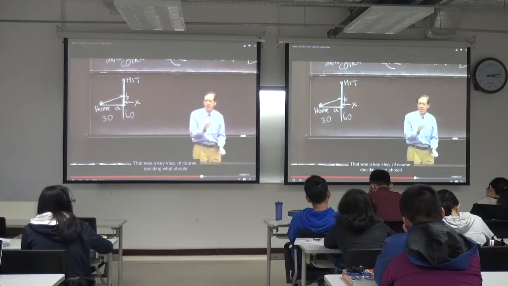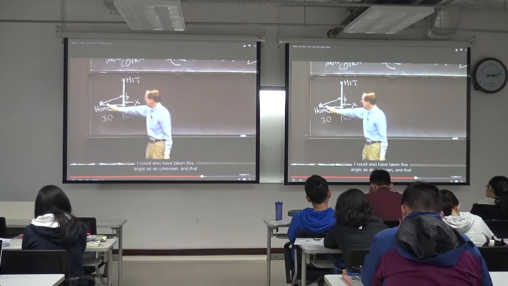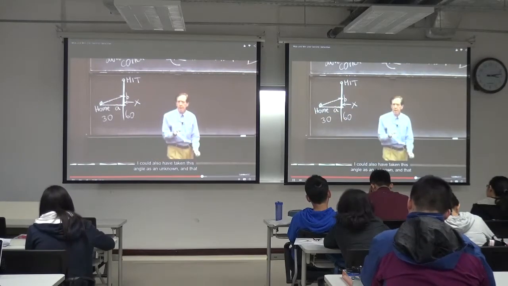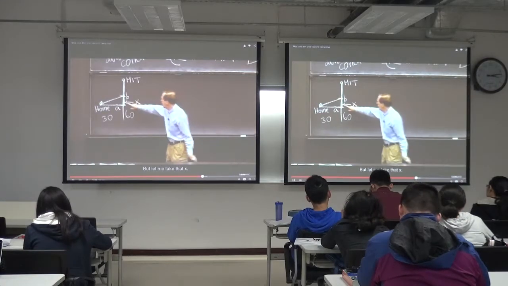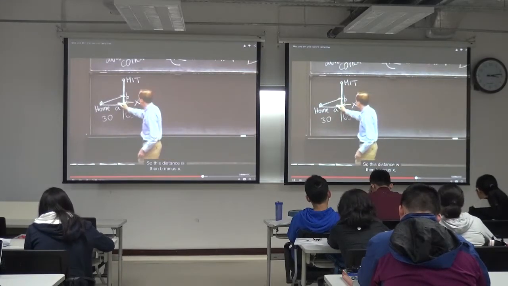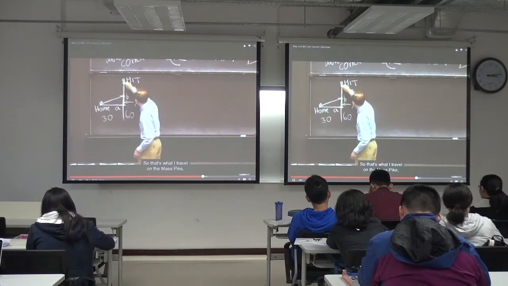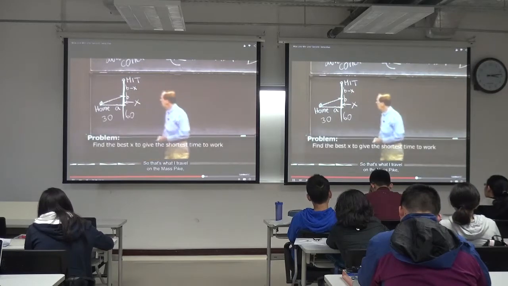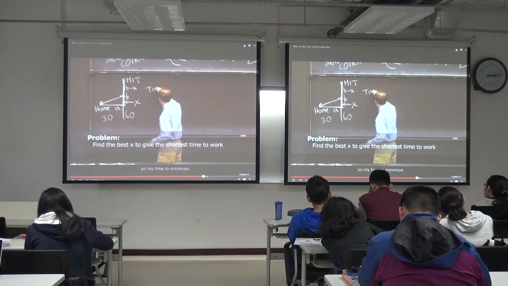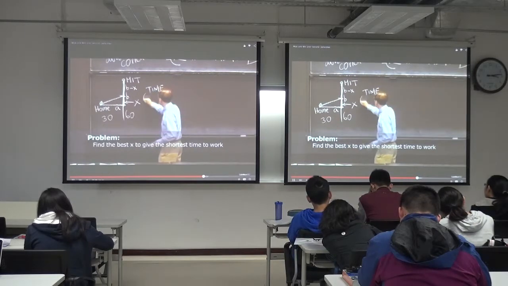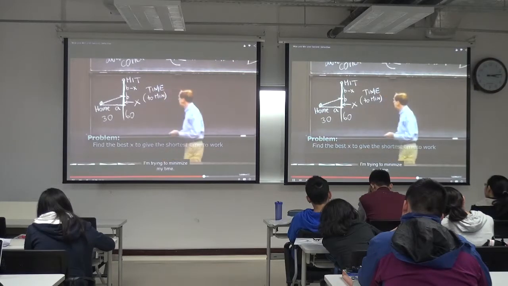That was a key step, of course, deciding what should be the unknown. I could also have taken this angle as an unknown, and that would be quite neat, too. But let me take that x. So this distance is then b minus x. So that's what I travel on the Mass Pike. So my time to minimize. I'm trying to minimize my time.